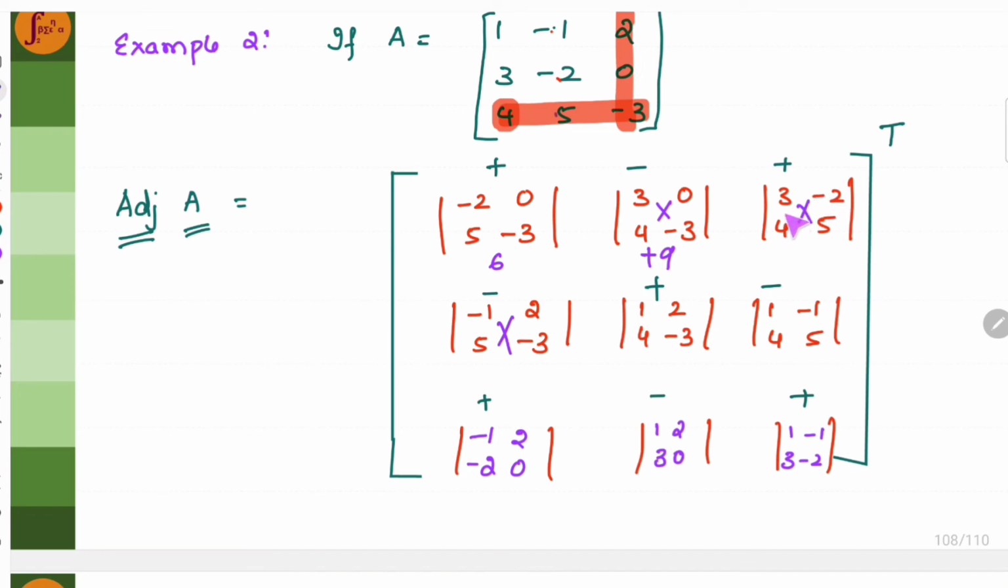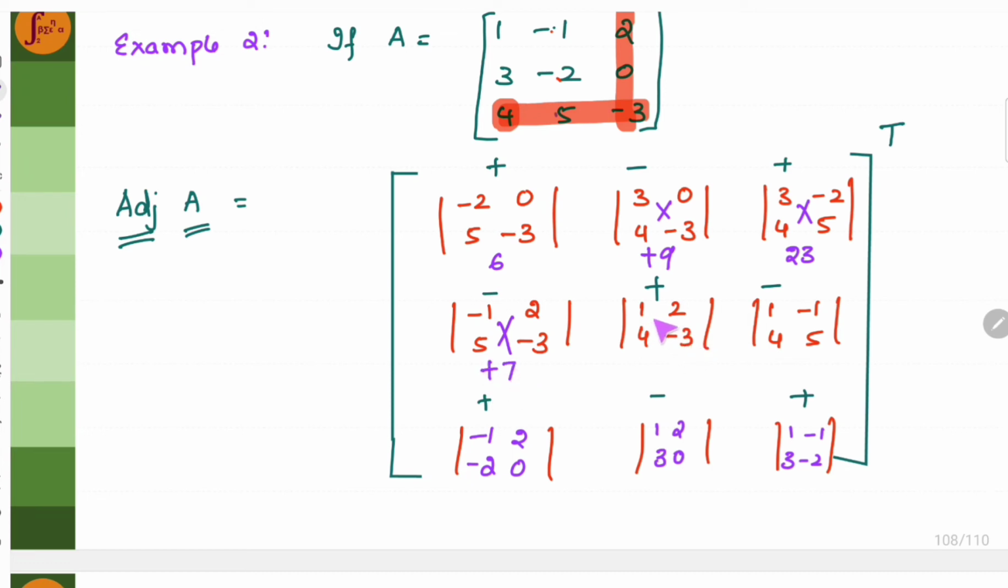So minus of minus 15 plus 8, so 23. And this sign here, plus 23. Now for this element, minus 1 into minus 3 is plus 3. Plus 3 minus 10 is minus 7. And then we have already one minus here, so it's going to be plus 7.